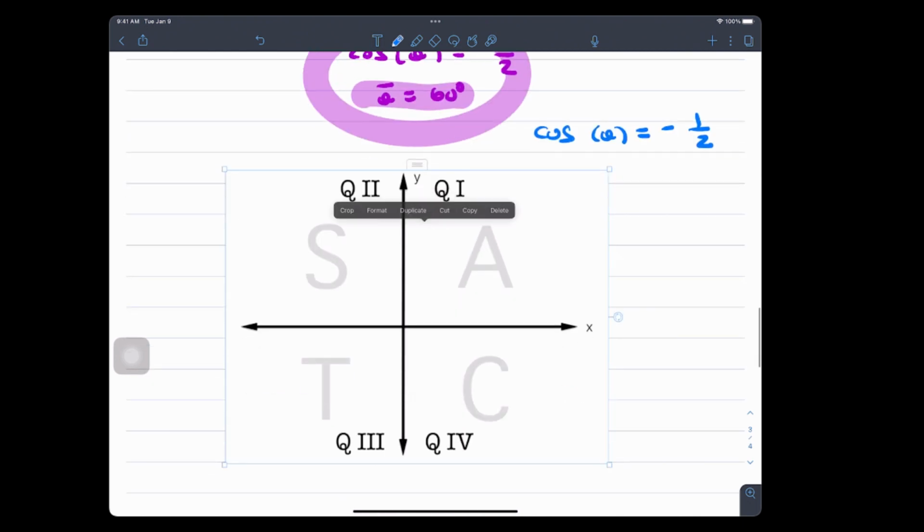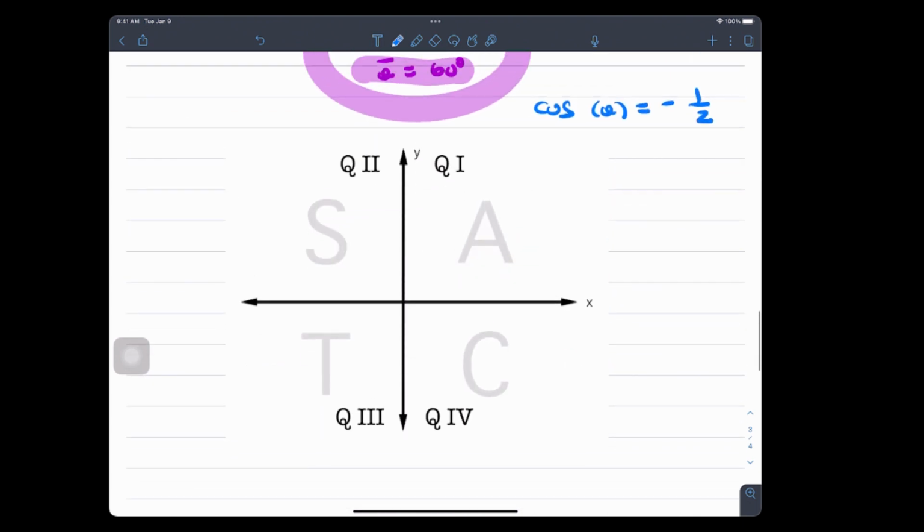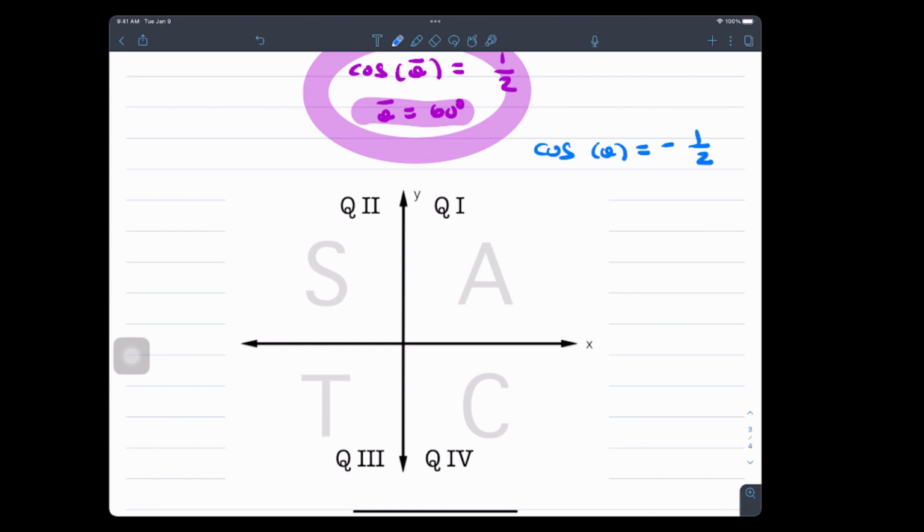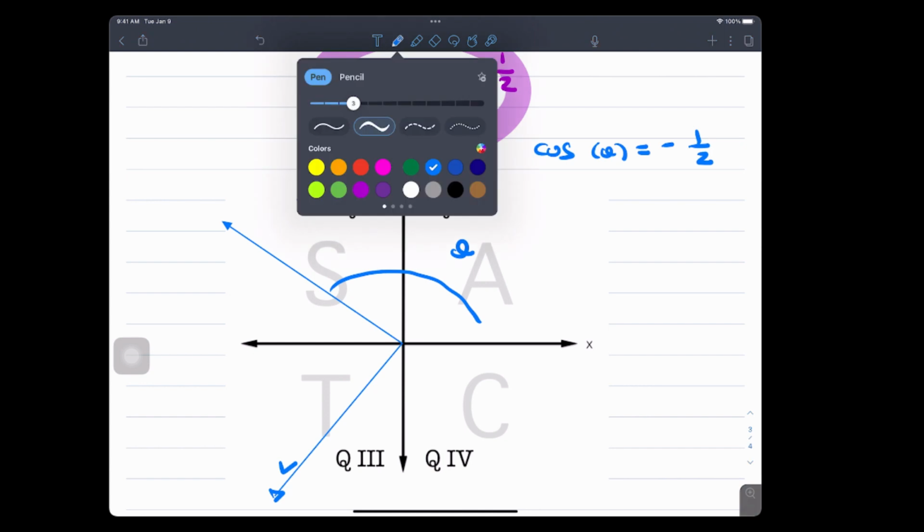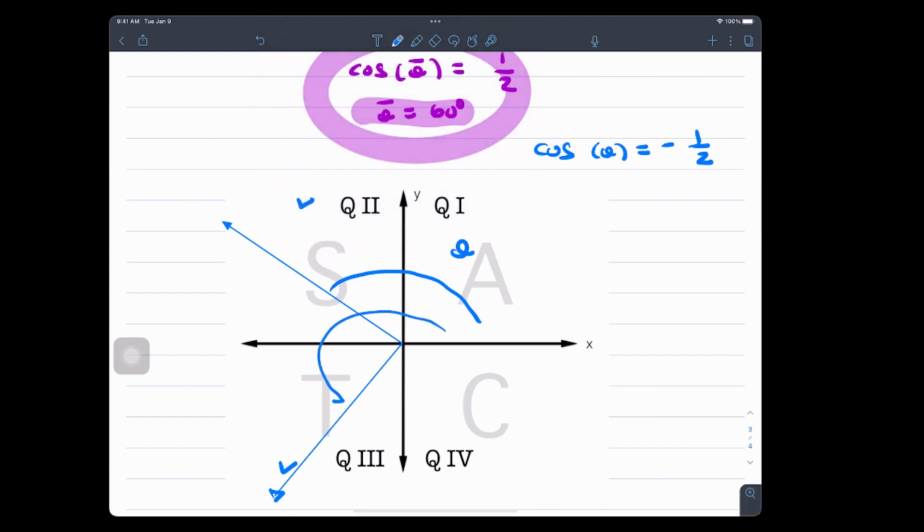How does that work? Well, what quadrant is cosine negative? Do you guys know? Yeah, quadrant 2 and quadrant 3, our cosine is negative. So what that means is, ladies and gentlemen, I have an angle I have to find in these two quadrants. This is theta. And this is a second angle theta.